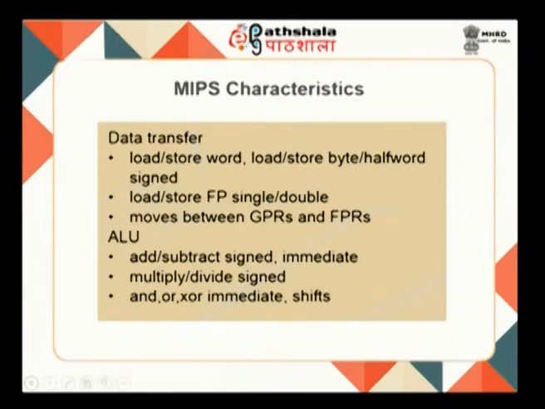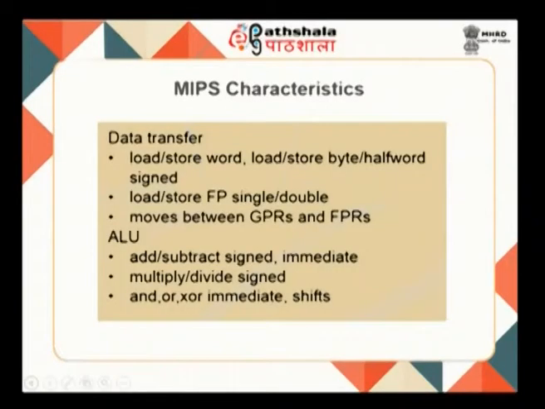If you look at the data transfer instructions here, you can load and store a word, you can load or store a byte or a half word, and it can be signed or unsigned data. Similarly, you can load and store a floating point operand, which is either a single precision or a double precision floating point operand. It also allows you to perform data transfers between the general purpose registers and the floating point registers. So, you have a number of general purpose registers and a number of floating point registers, and you have data transfer instructions which allow you to transfer data between these 2 sets of registers.